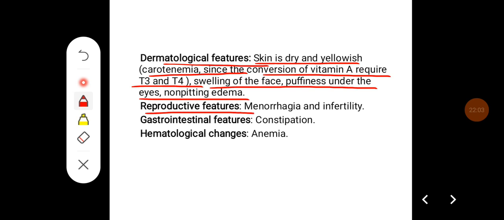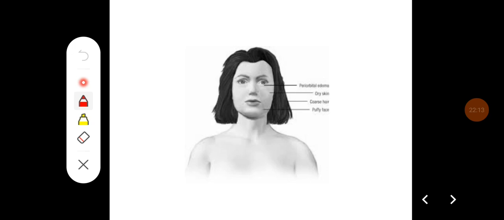Reproductive manifestations will usually be menorrhagia and infertility, and there will be constipation and anemia as well. So these are some of the clinical features of myxedema, that is periorbital edema, dry skin, coarse hairs, and puffy face.